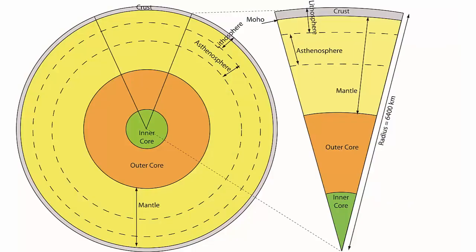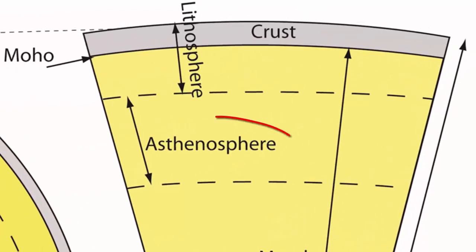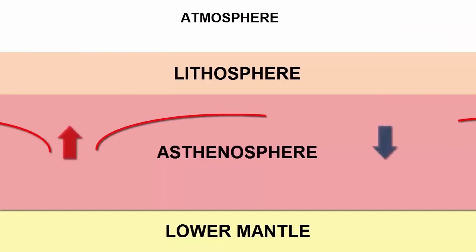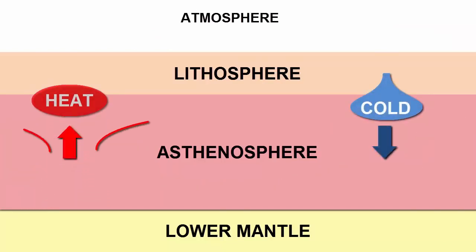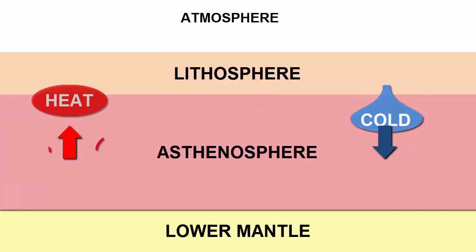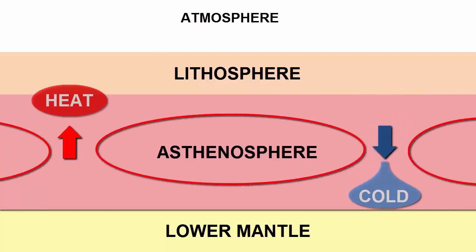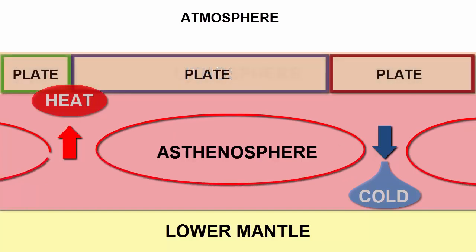To understand plate tectonics, we need to look closely at the convecting asthenosphere. The convecting asthenosphere will cause heat to pile up under certain portions of the lithosphere and cold material to sink under other parts. What does that do to the lithosphere? It causes it to break into pieces we call plates.